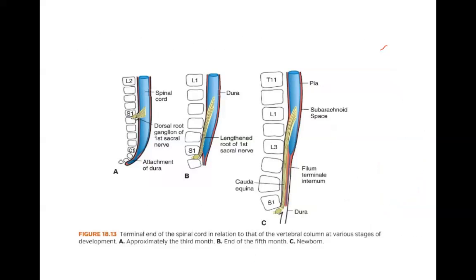This is the same picture. A is at birth, at 3 months. B is end of 5th month, and newborn is what you see in diagram C.